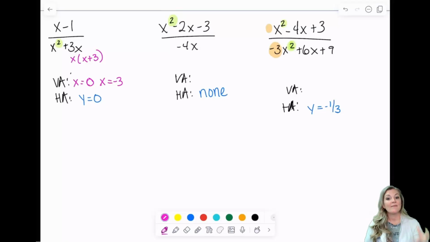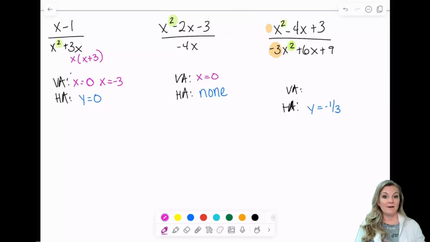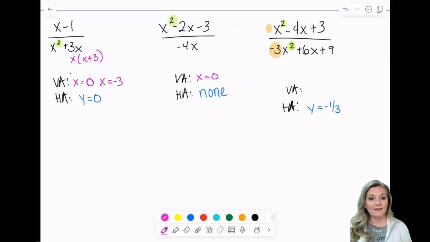That's okay. This one, there's no factoring to be done. I set that equal to 0. -4x is equal to 0. Divide by -4. 0 divided by -4 is still going to give me 0. So my vertical asymptote on that middle one is 0. And this last one, I'm going to factor it.